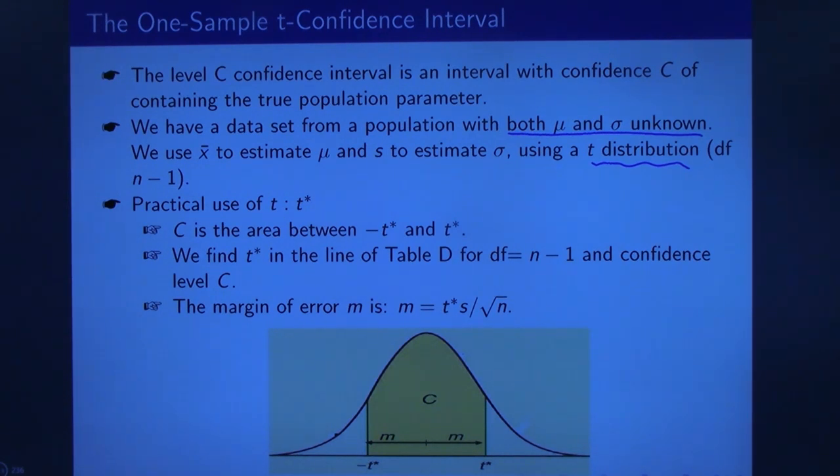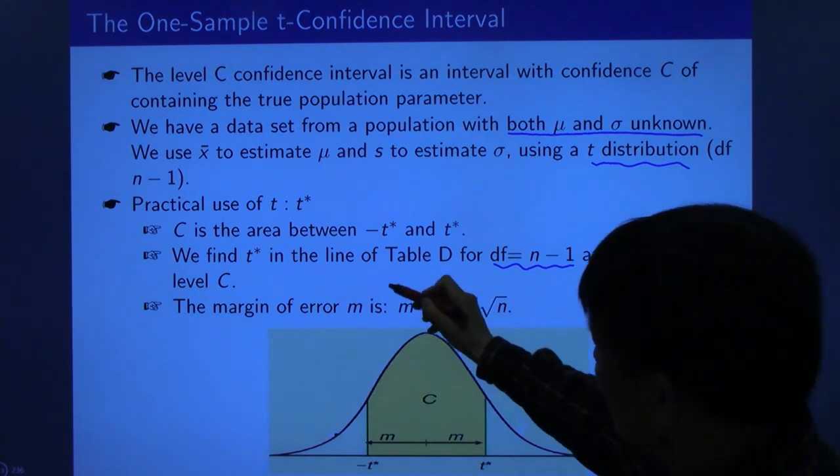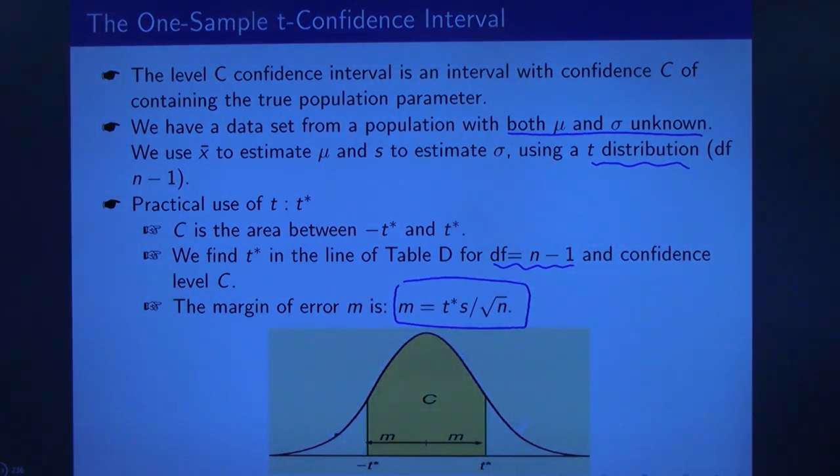The practical use of t means the t star here. C is the area between the negative t star and the positive t star. This yellow shaded area is called the confidence level C. We can find the t star in the line of table D for degree of freedom n-1 and the confidence level C. Once we find this, the margin of error m is given by t star times s, divided by square root of n. So here, the most important part is how to find the t star. This is a little different from how to find the z star. For the t star, we need to use the table D, and we need to consider the degree of freedom n-1 and also the confidence level.